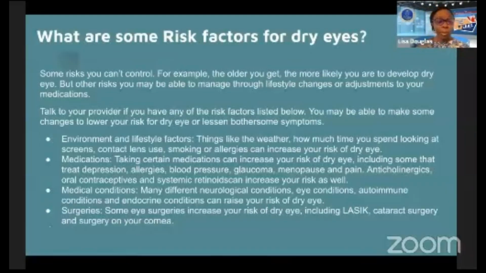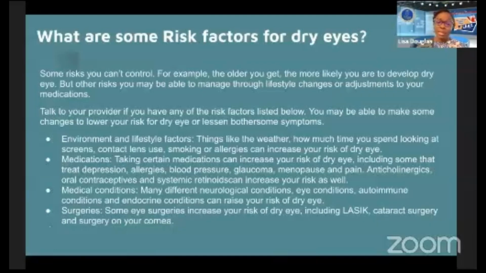Looking at screens for long times, contact lens use, smoking, or allergies can increase your risk for dry eye. Medications, so taking certain medications can increase your risk for dry eye as well, including some oral contraceptives or systemic retinoids. Blood pressure, glaucoma, menopause and pain medications, and anticholinergics, those things as well.